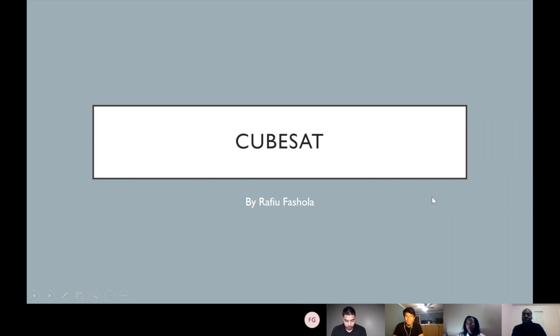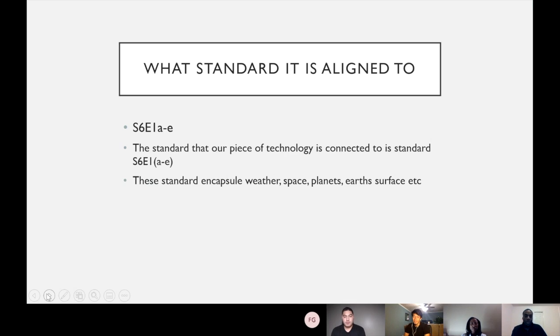Today we'll be talking about a new cutting edge piece of technology that's been around as early as 2013, but I'm just now finding out about it. It's known as the CubeSat, short for Cube Satellite. This technology is aligned to standard S6E1 A through E. Those standards encapsulate weather, space, planet, Earth surfaces, and a little bit more.